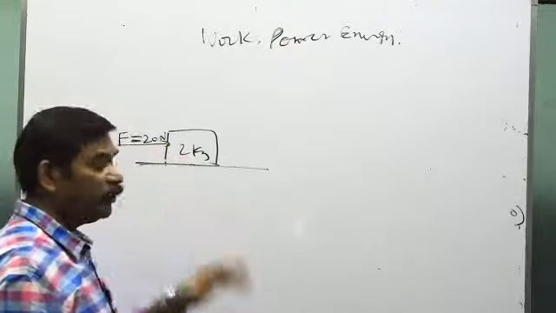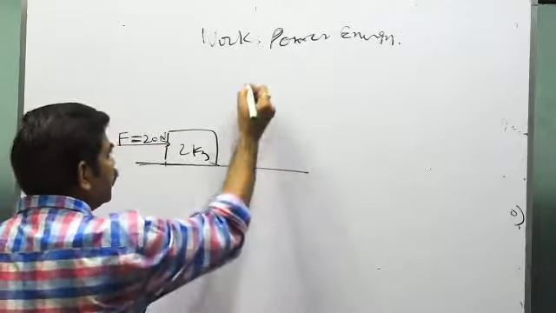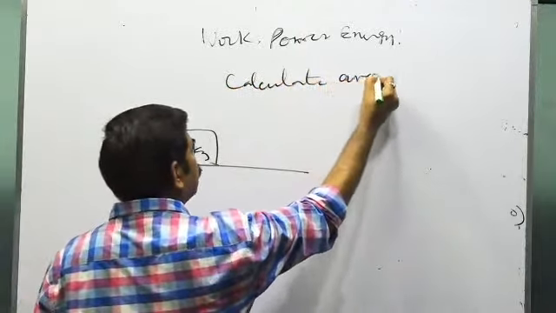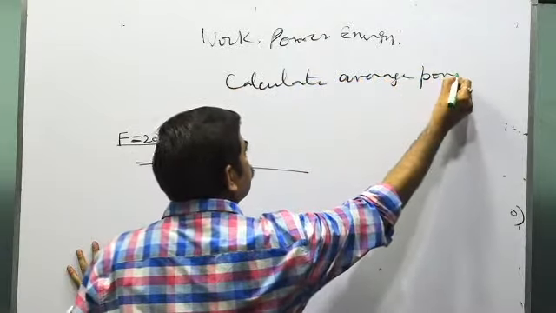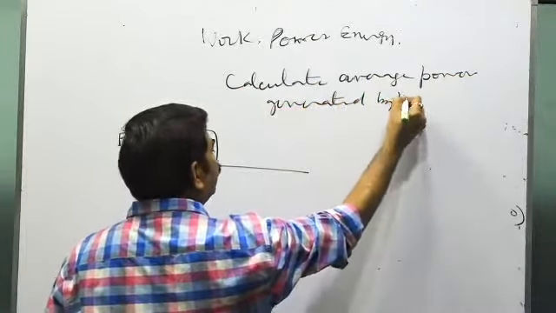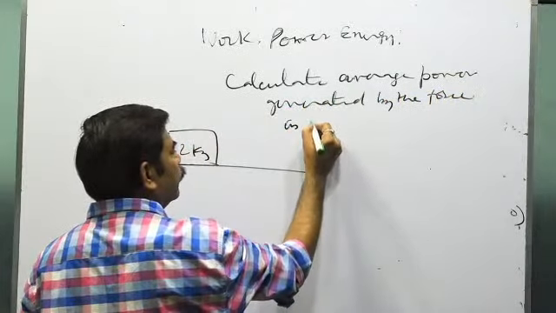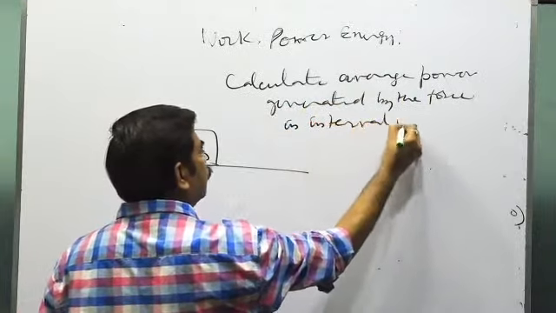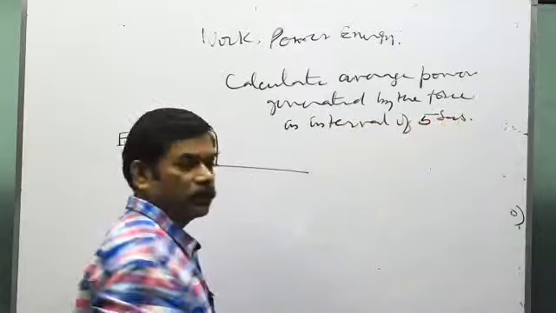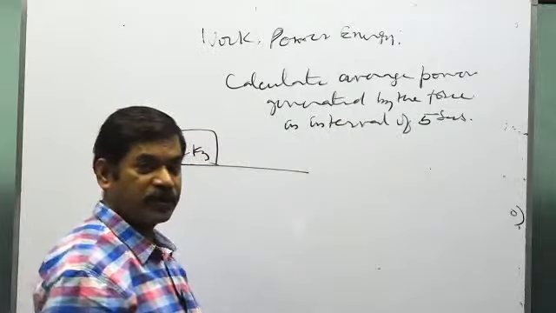So you apply a force of 20 newtons, and this is a smooth floor, there is no friction. Calculate the average power generated by the force in an interval of 5 seconds. How much average power will be generated by the force in 5 seconds?